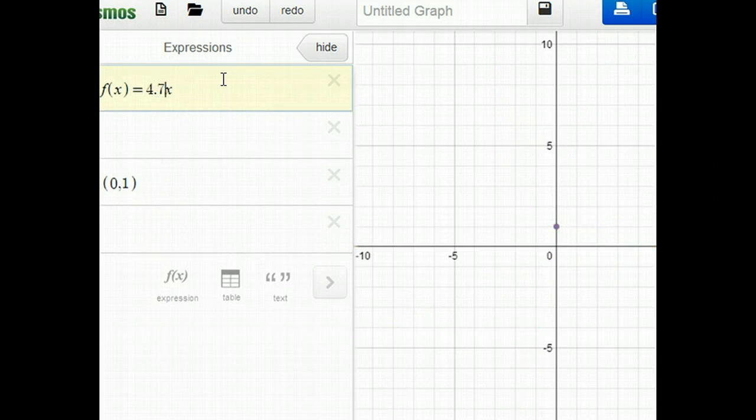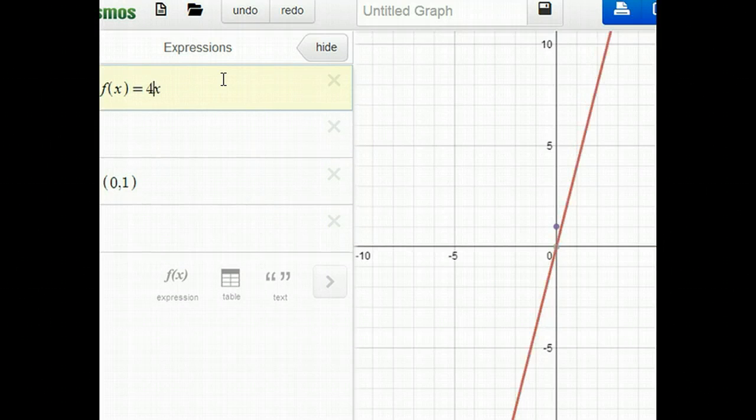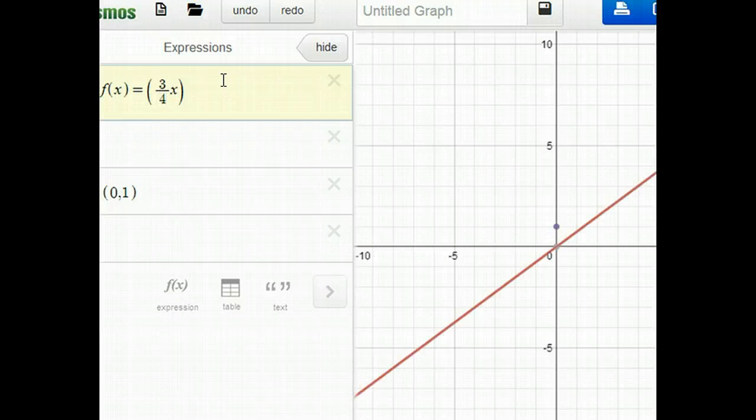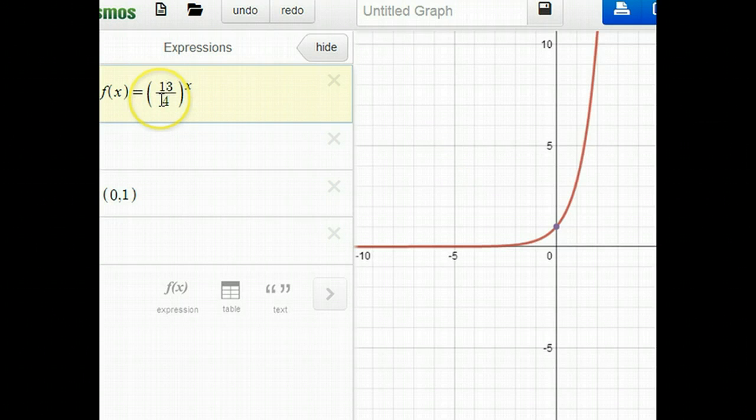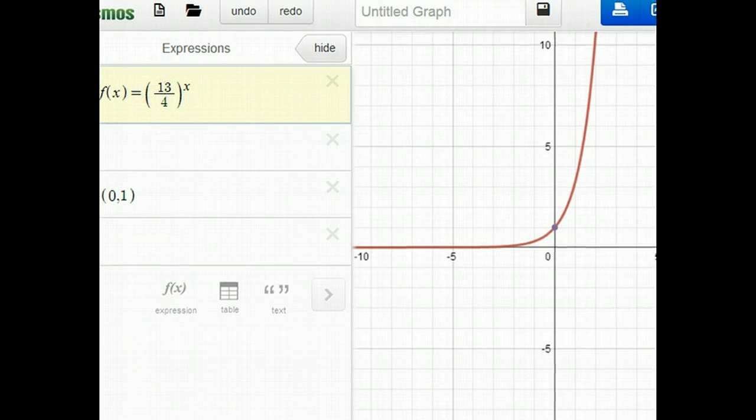No matter if it's a decimal, even if it's a fraction, as long as that base value is a number greater than 0, you're going to have those same three properties, as you can see. It still is going to have a domain of all real numbers. It's still going to have a range of positive numbers. It's still going to have a horizontal asymptote at y equals 0, and it's still going to go past the point (0, 1).